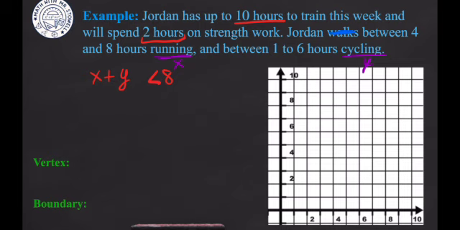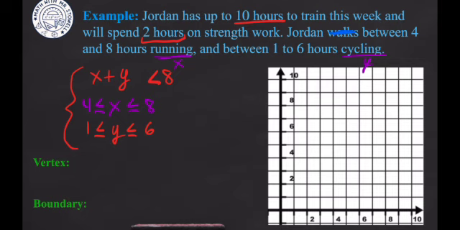Another thing is, we know that he wants to be running between 4 and 8 hours for that week. So between 4 and 8, that means 4 is less than the running hours, which is going to be less than or equal to the 8 hours. It's somewhere between there. We don't know where. It could be the 4 hours, it could be the 8 hours, or somewhere between. Another thing that we know is that the cycling hours is between 1 and 6. It could be 1, it could be 6, or somewhere in between. So we have just created ourselves a system of inequalities.